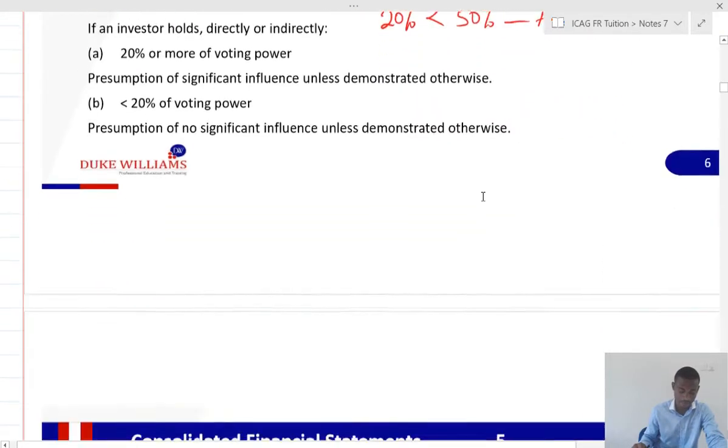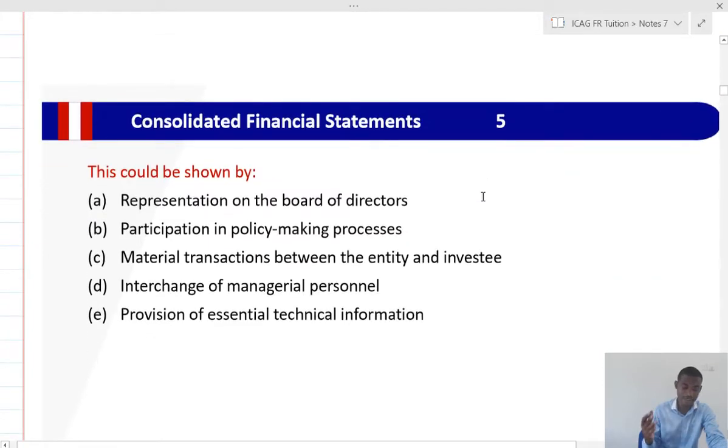Very important. And like I've said earlier, significant influence means that entity B would have representation on the board of directors of A, and by that, entity B can participate in the policy decision making processes of A. Entity B can transact with entity A. Entity B can also provide management services to A, and also other essential technical services. And all of this gives entity B the power to participate in the financial and operating decision making of A.